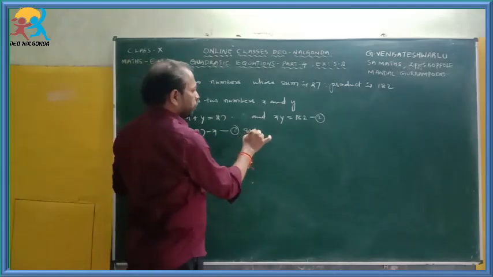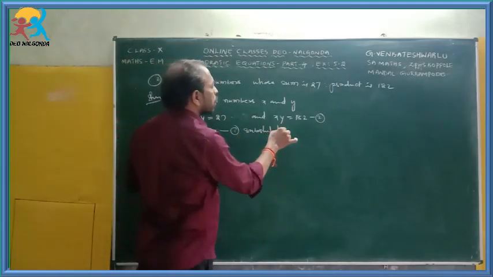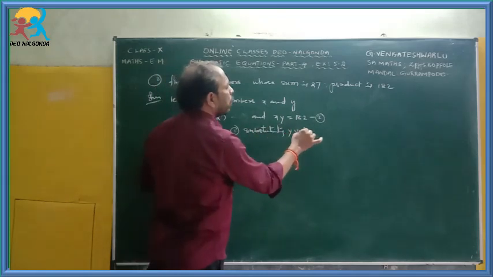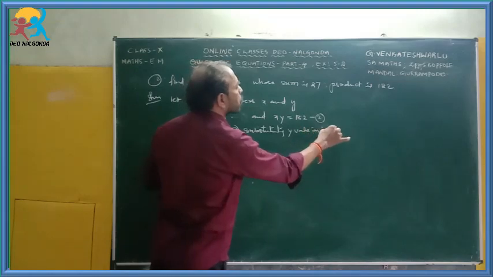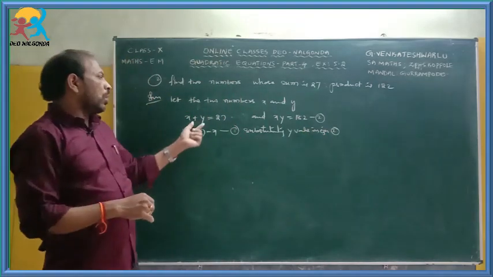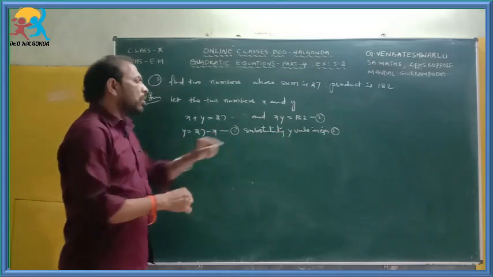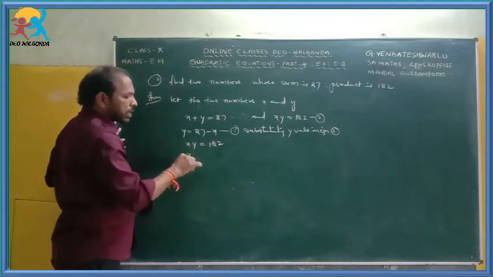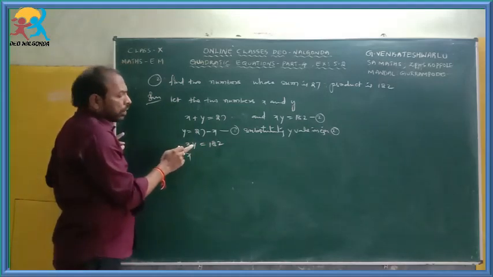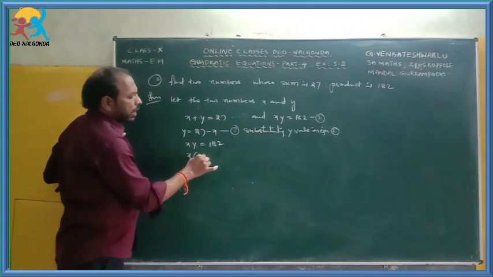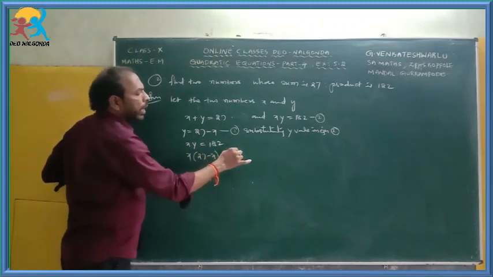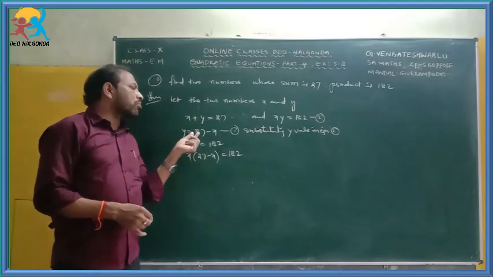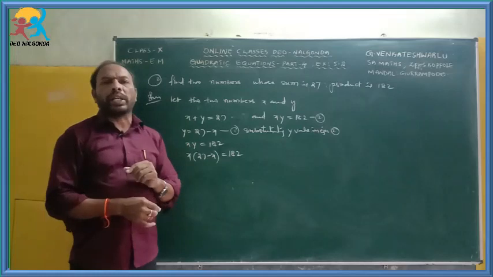Substituting y value in equation 2. Whereas x into y is equal to 182. x is taken the same. x into the value of y, which is 27 minus x, is equal to 182.